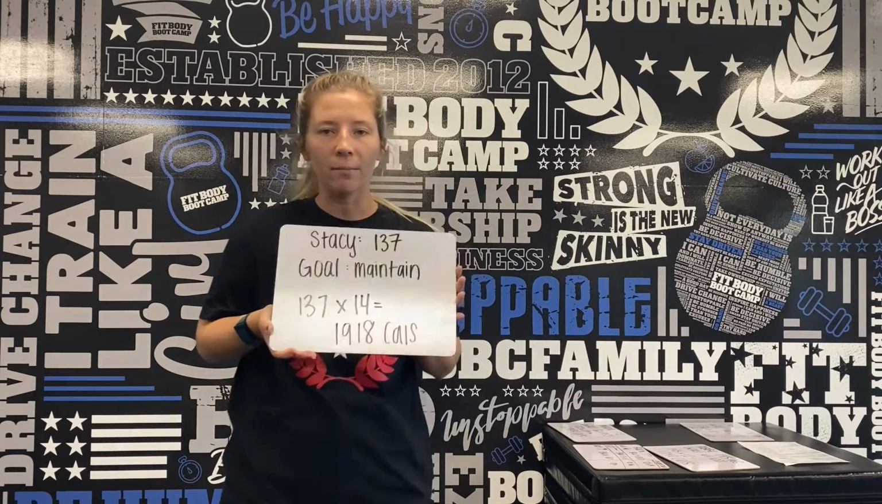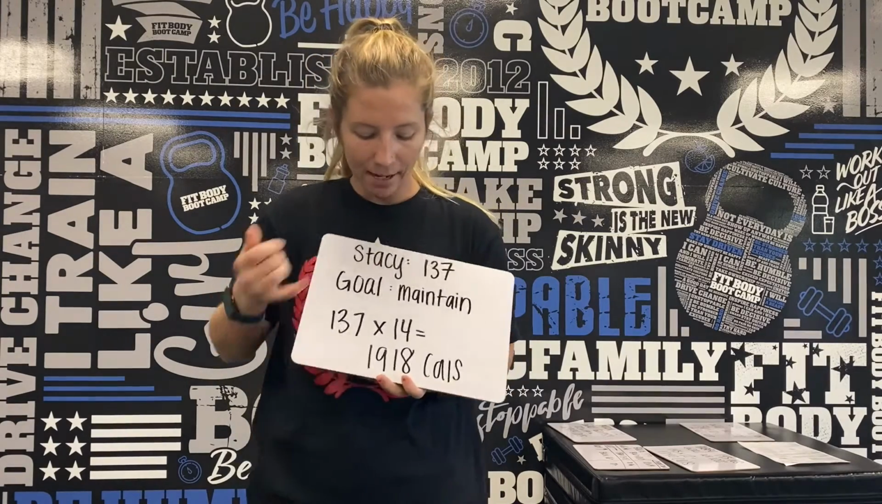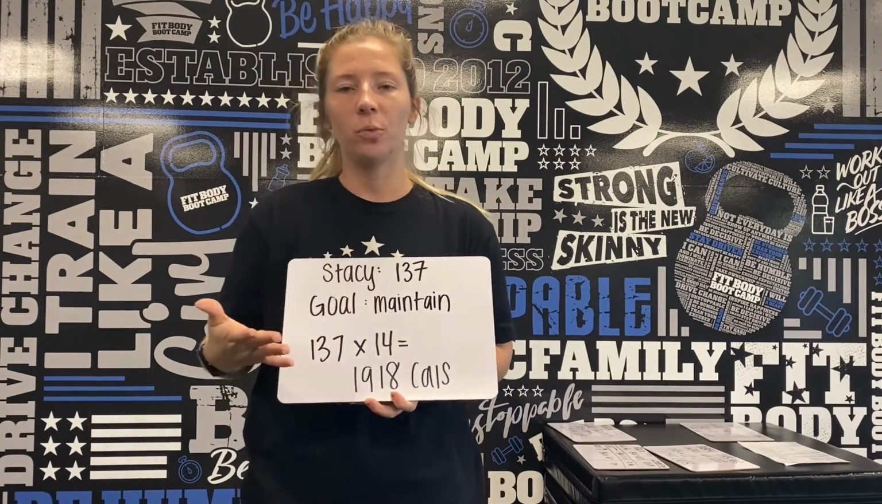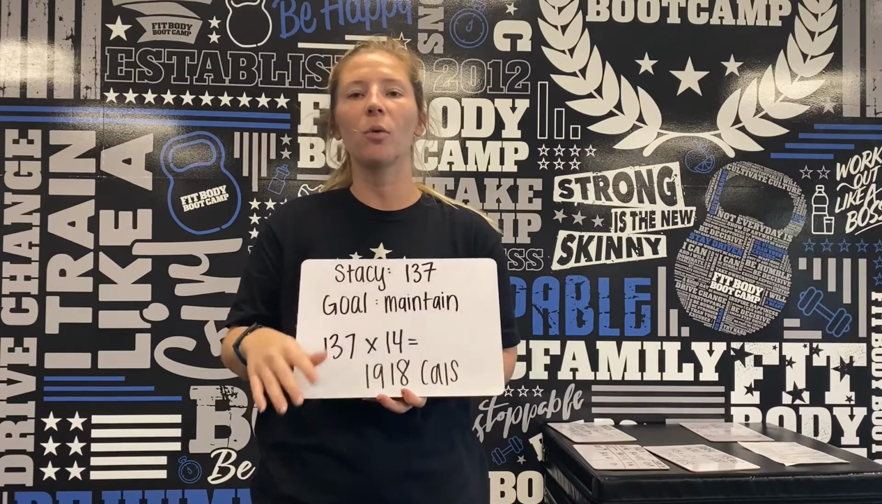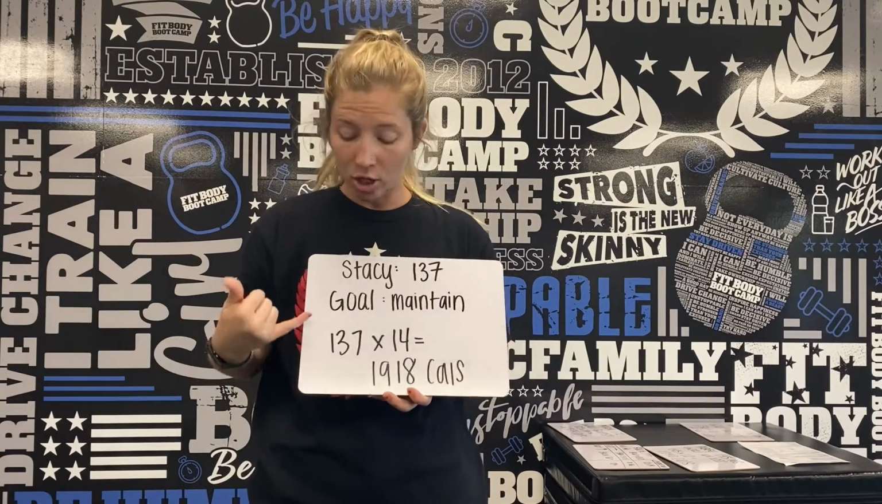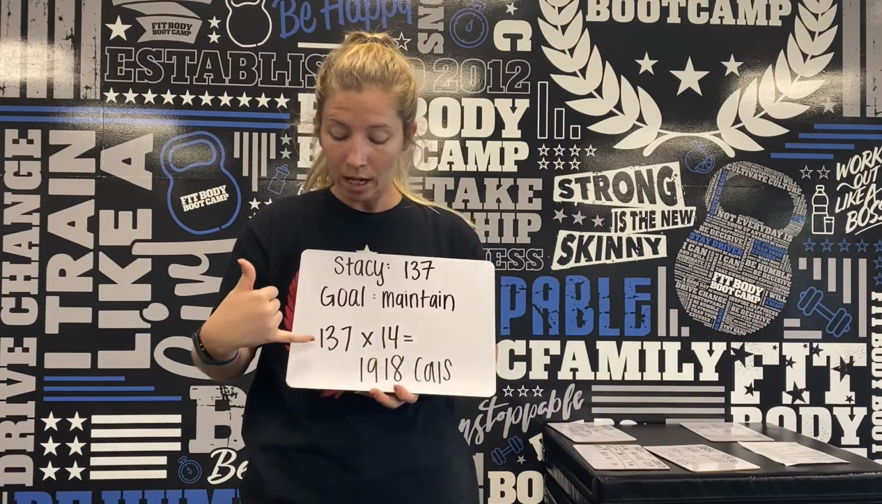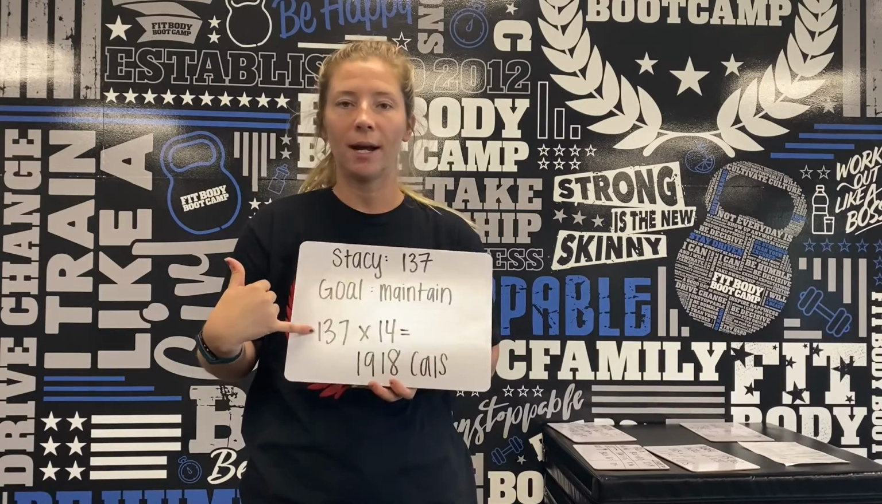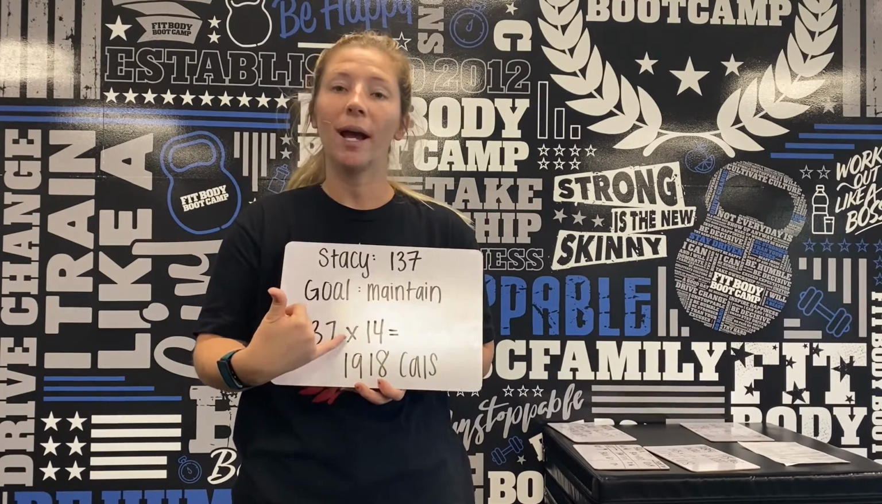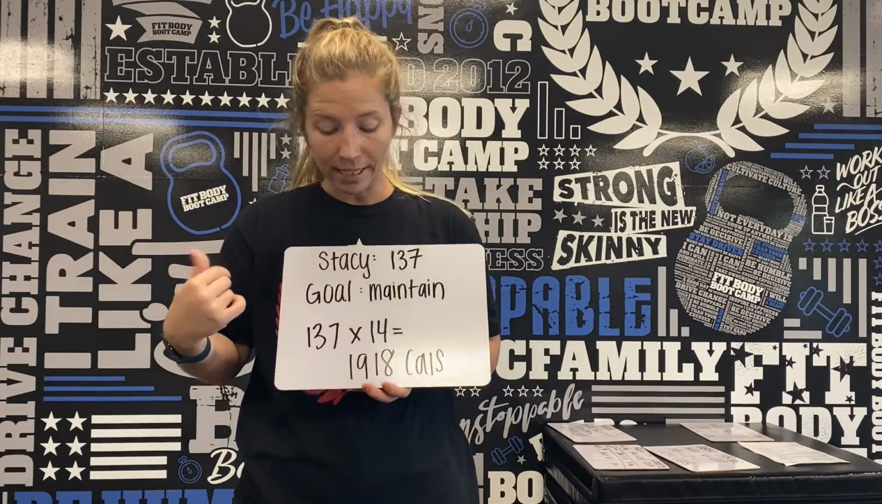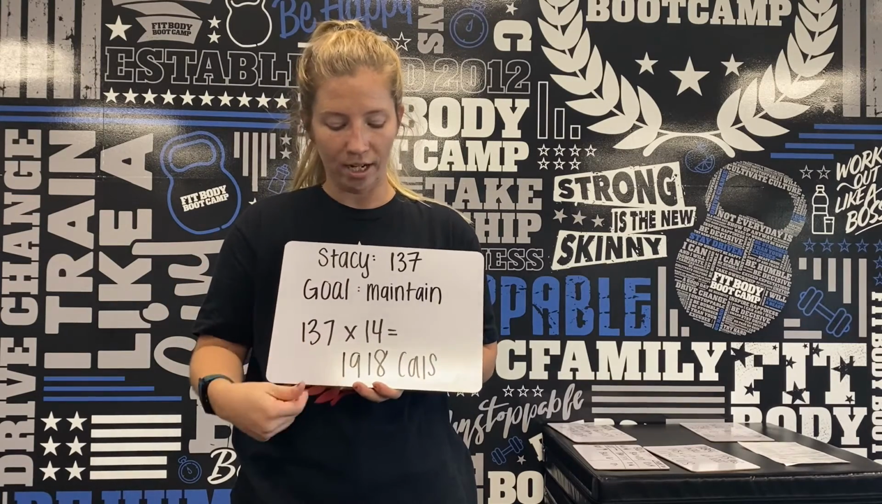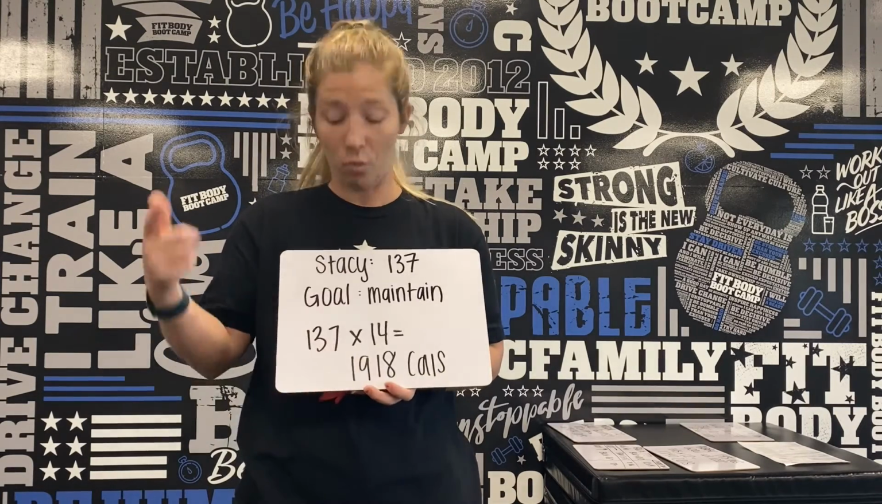Next up, we've got Stacy. Stacy is 137 pounds. She would like to maintain her weight. However, she wants to put on some muscle. So we're going to talk with her about that separately, but we know that we're maintaining. So we're going to use 137 as her body weight, and we're going to use the multiplier 14. From here, we get 1,918 calories for Stacy.